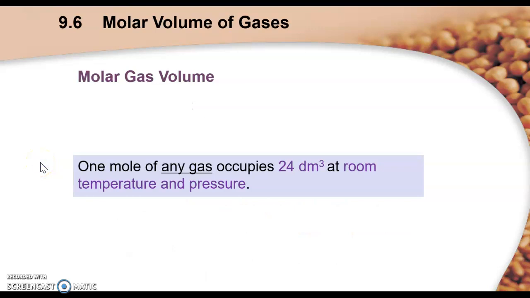Now I'm going to introduce to you what this molar gas volume is. This special molar gas volume number is actually 24 dm cube. It states that 1 mole of any gas will occupy 24 dm cube at room temperature and pressure. Room temperature and pressure is the only condition that you will learn in this syllabus. So pay attention that as long as the question mentions room temperature and pressure, 1 mole of any gas will occupy 24 dm cube.